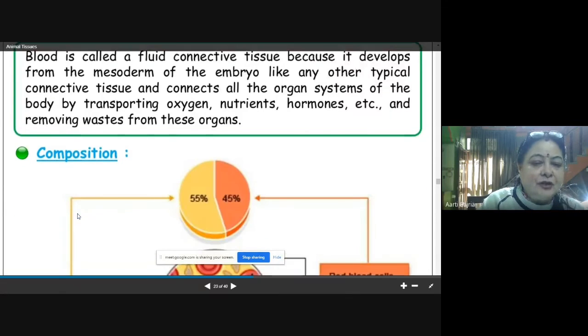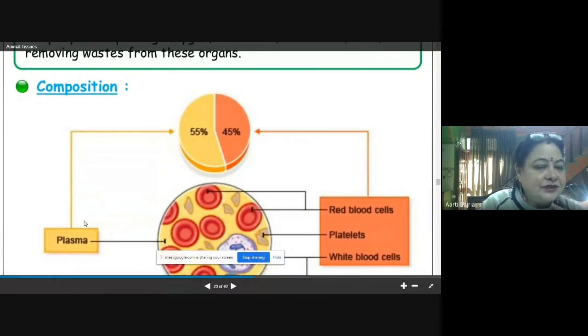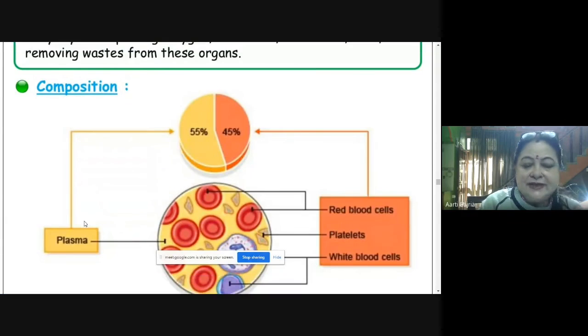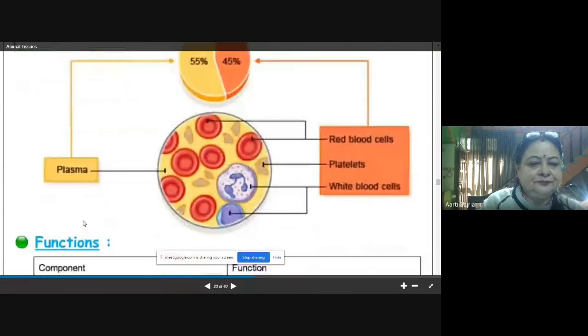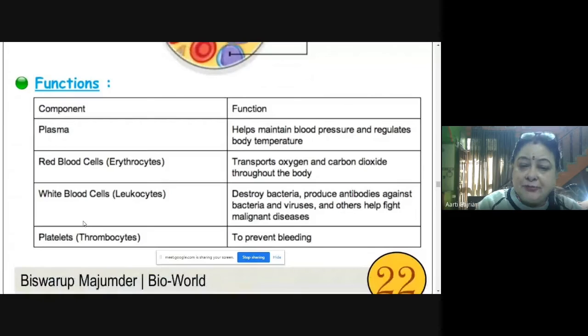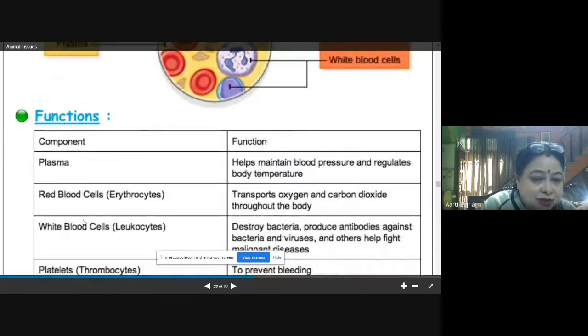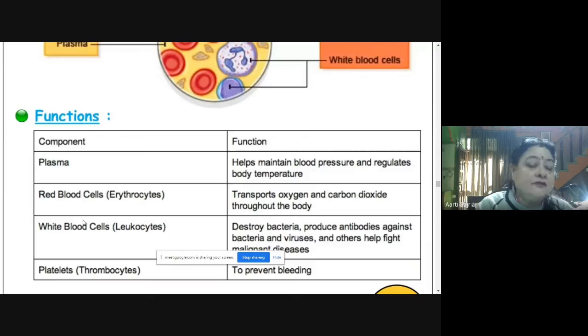Now if we see the composition of the blood, 55% of it is plasma and 45% is cells. What are the cells? Formed elements, which are red blood cells, platelets and white blood cells. Now see the functions. The plasma helps in maintaining blood pressure and regulates body temperature. Erythrocytes, that is RBCs, transport oxygen and carbon dioxide throughout the body, and waste material.